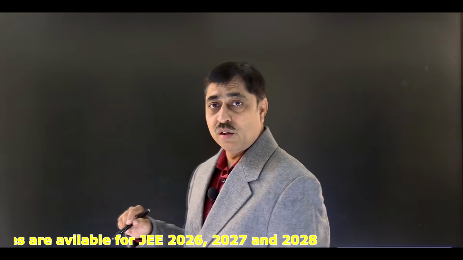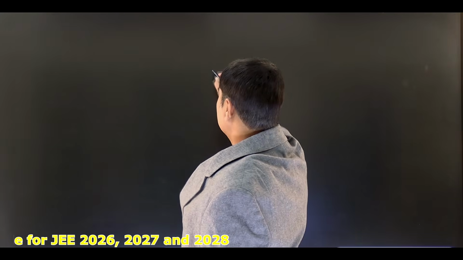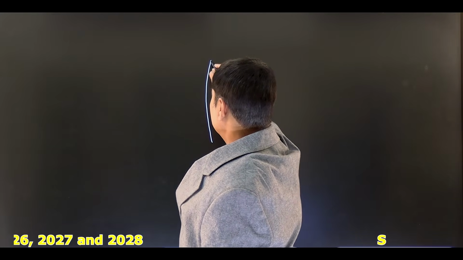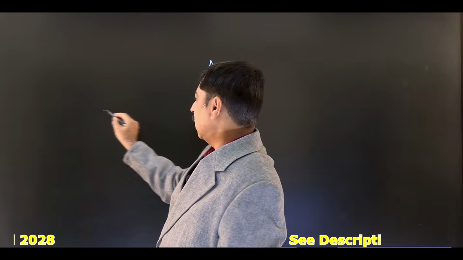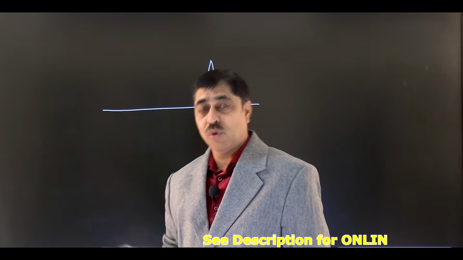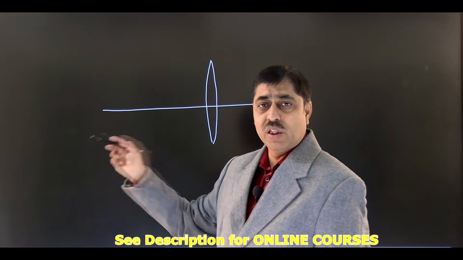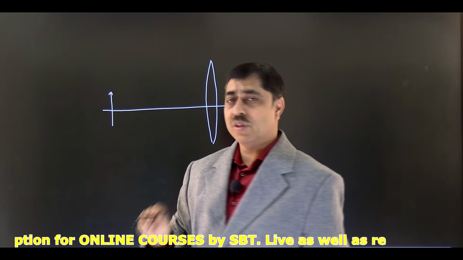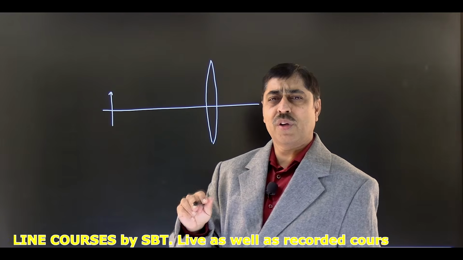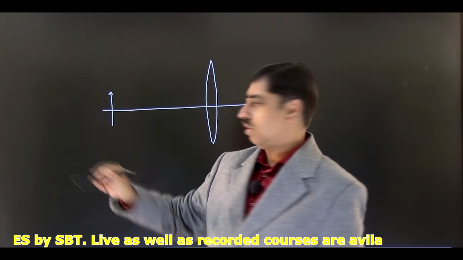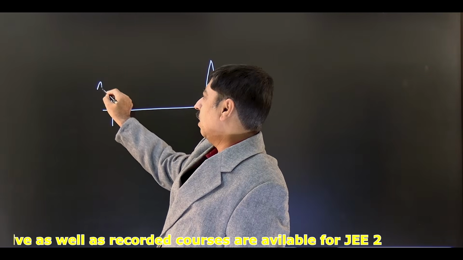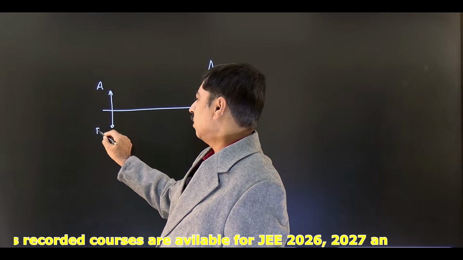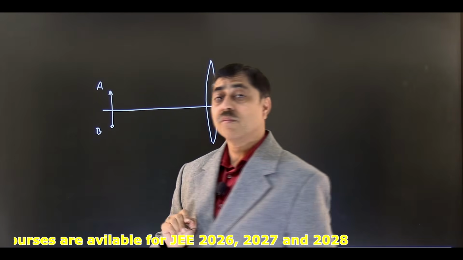First thing that you should take note of is, it is a convex lens and the object is placed at a distance greater than the focal length. That means beyond the focus. Object is located somewhere here. For the sake of simplicity, let us say this object has only 2 points. This is one point A and this is another point B. Just think of 2 points A and B.